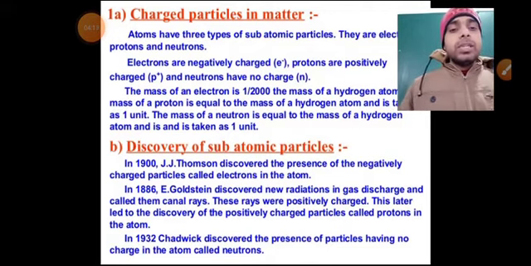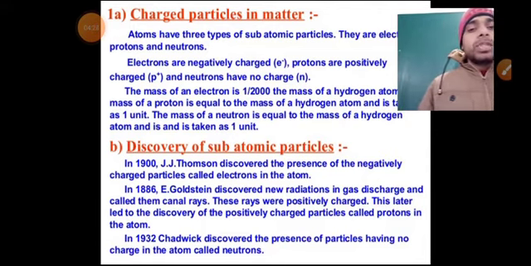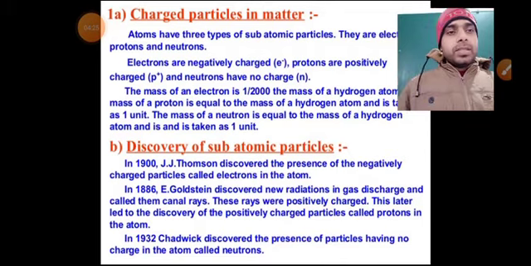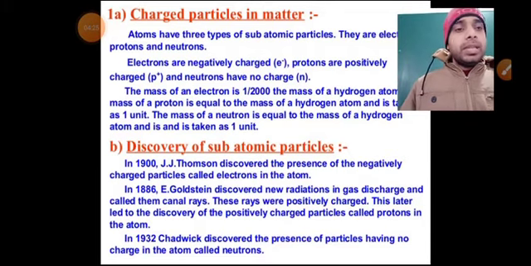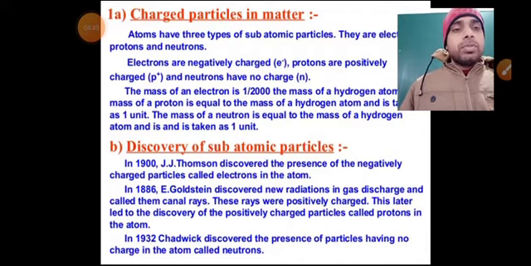In 1932, James Chadwick discovered the presence of particles having no charge in the atom. That is the neutron, which does not contain any charge. We will study this discovery of subatomic particles, and how J.J. Thomson proceeded with it.